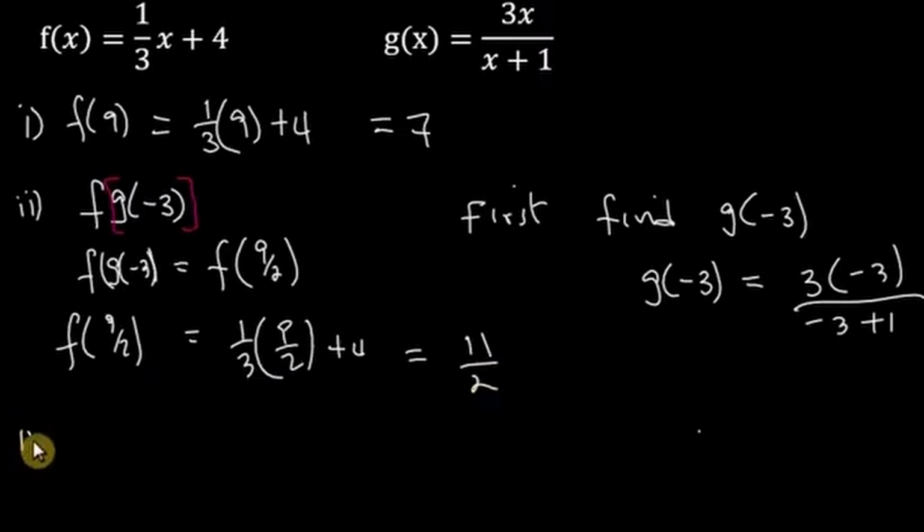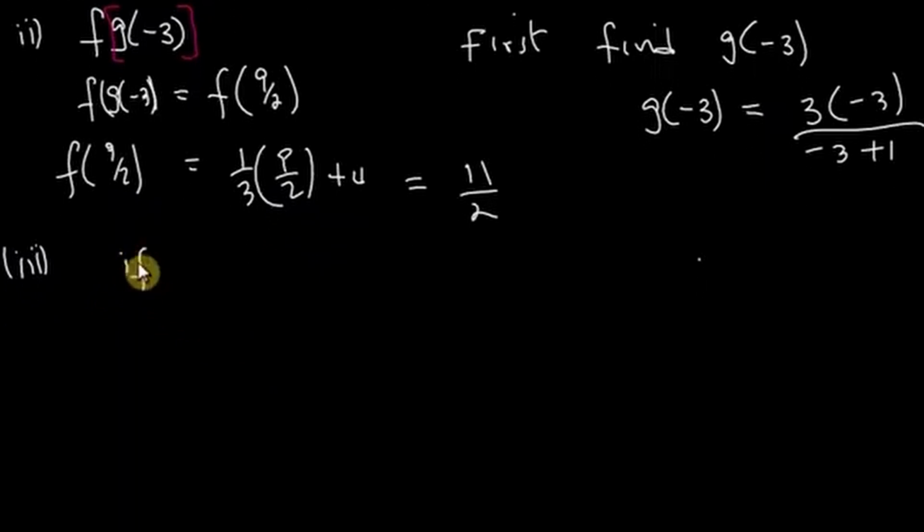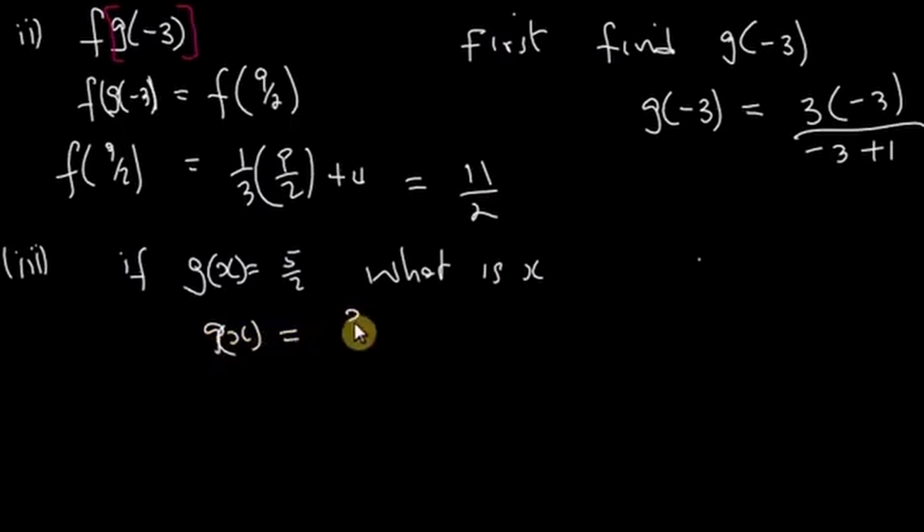Part 3, the question says if g of x is equal to 5 over 2, what is x? Well, we know that g of x, the function, is equal to 3x over x plus 1. So if g of x is equal to 5 over 2, we can replace here: 5 over 2 is equal to 3x over x plus 1, and then solve for x.